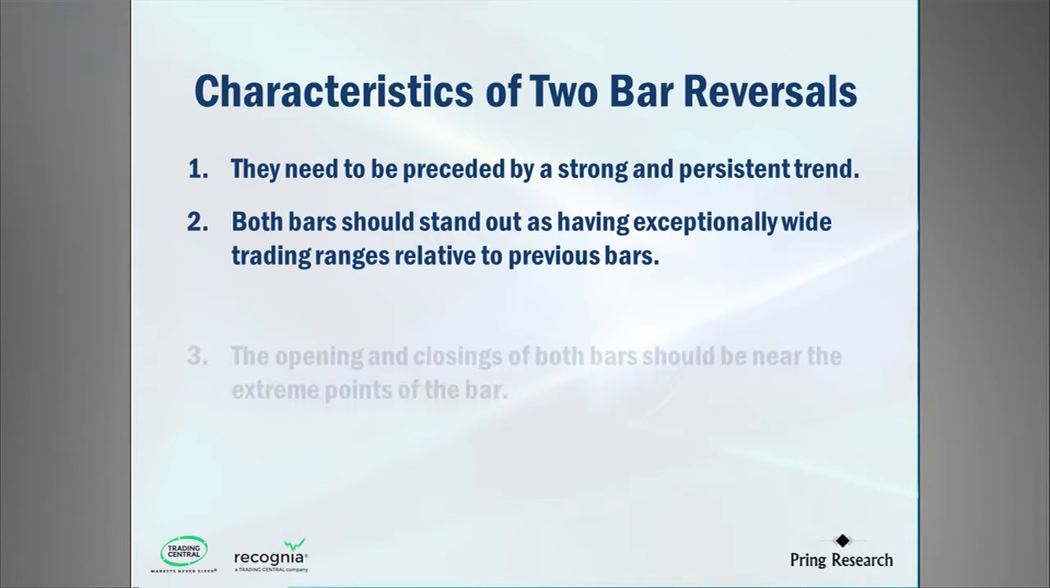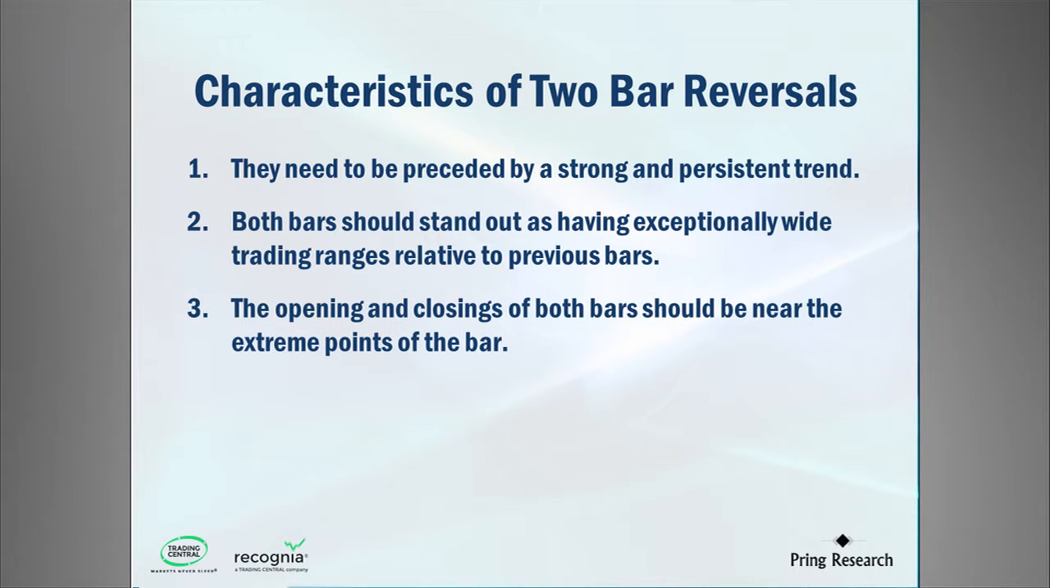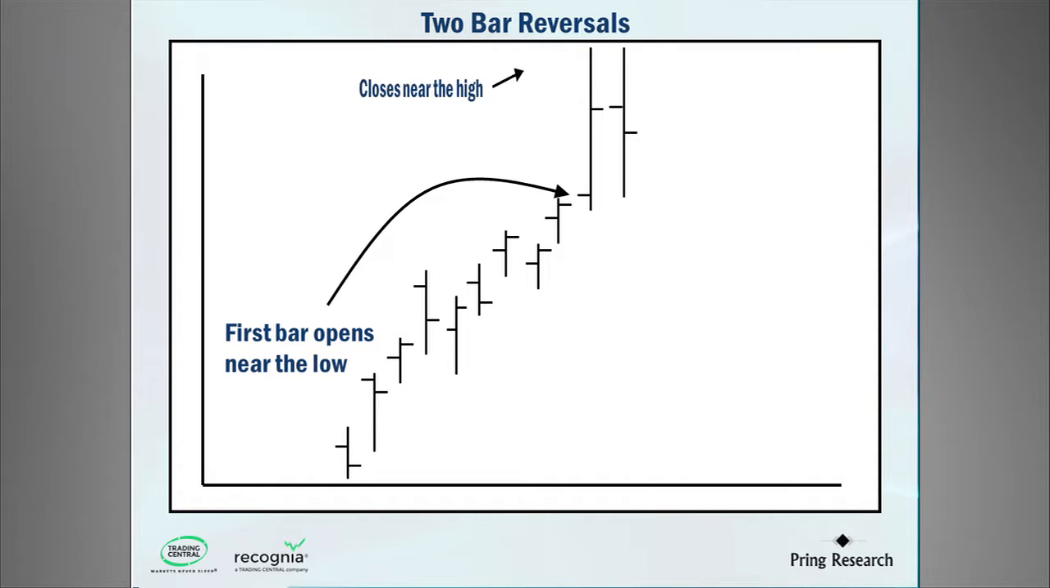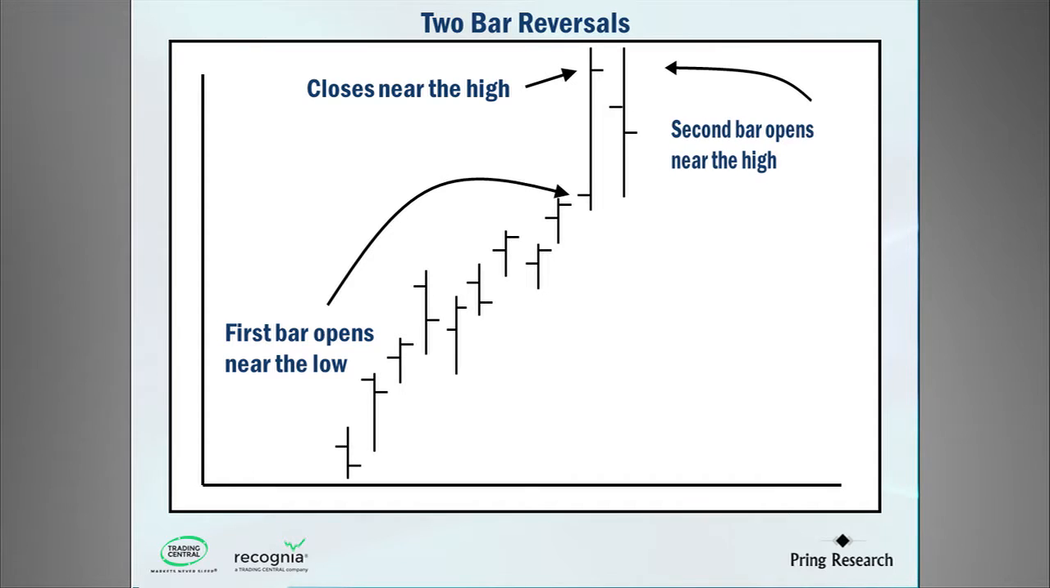The opening and closing of both bars should be near the extreme points of the bar. So that means the opening of the first bar should develop around the low. As the bar proceeds, people get more and more bullish, so by the end of the bar, the price closes on its high. The second bar opens on this same optimistic note, at the high, though we don't know it at the time. Market participants are expecting more of the same, and sometimes prices exceed the previous bar's high.